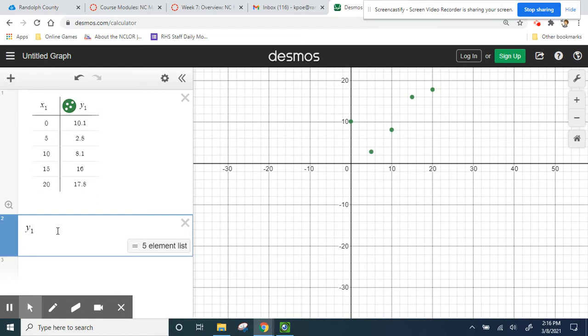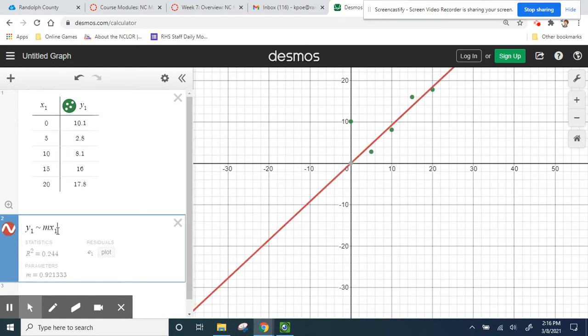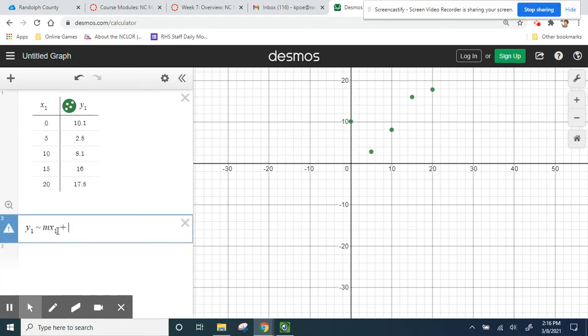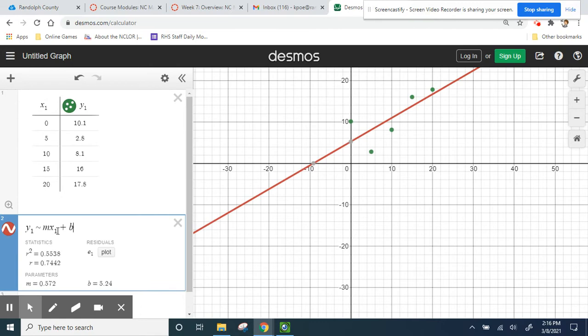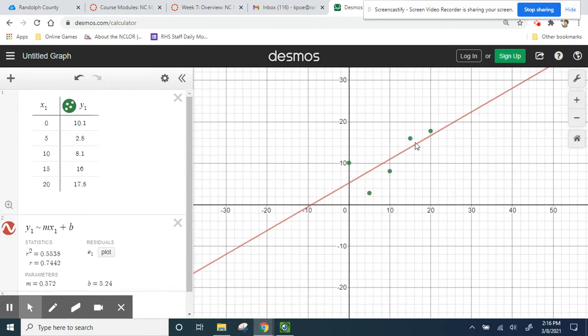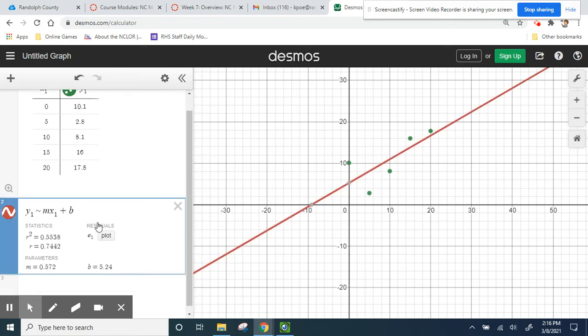Then you're going to hit Shift and the key that's beside the number 1 to give you that little curly thing. So y1 and the curly thing, and then we're going to do mx1 plus b, because that is the equation for a linear equation. Now you can see here that I do not go through my green dots for this line. So it's not a linear equation.